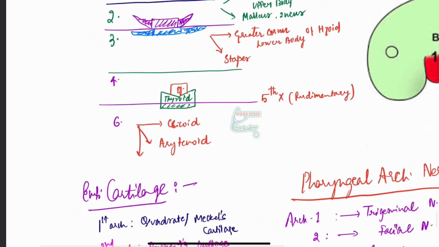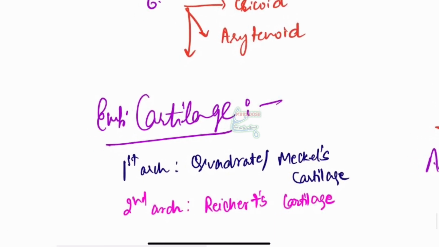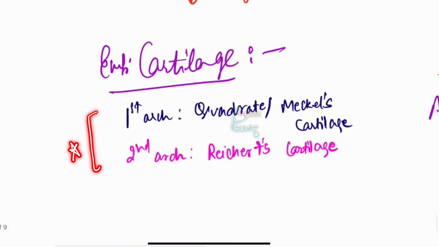Now we will learn about the cartilages in embryonic life. Embryonic life means that the pharyngeal arches have embryonic cartilage. The first arch has the quadrate or Meckel's cartilage. These 2 are the same, but the names are different, so quadrate and Meckel's cartilage should not be confused. These are two names of the same cartilage present in the first pharyngeal arch. Similarly, in the second pharyngeal arch we have Reichert's cartilage. We have to remember this, it is important.